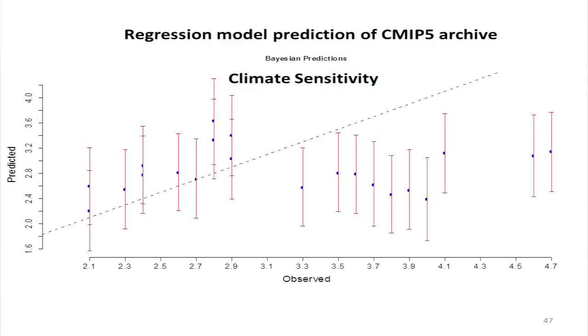On the x-axis is the observed climate sensitivity of each model configuration from the CMIP5 archive, which we know, and this is what the Bayesian predictions were for the climate sensitivity using these predictor maps. And I would say there's no good relationship between those predictors and the actual climate sensitivity. And so how do we interpret that?